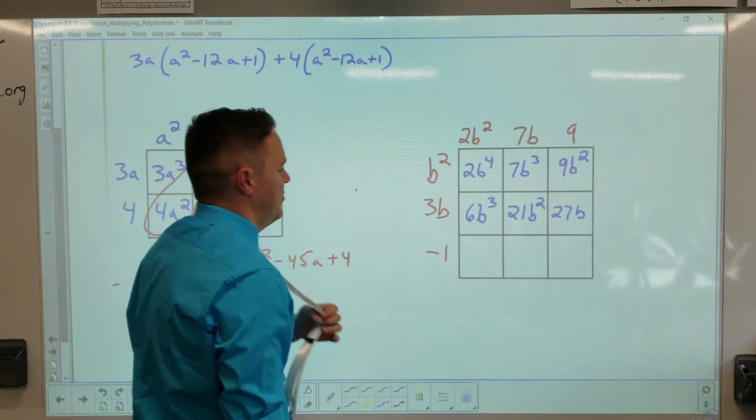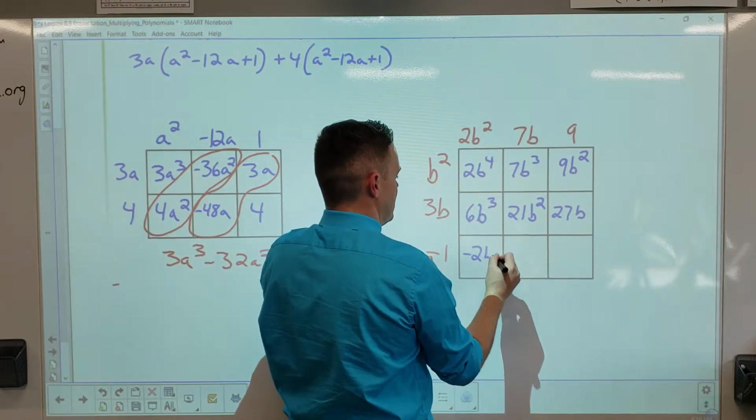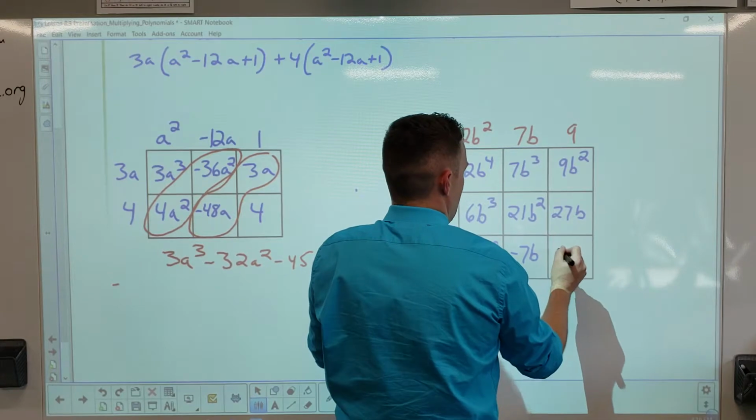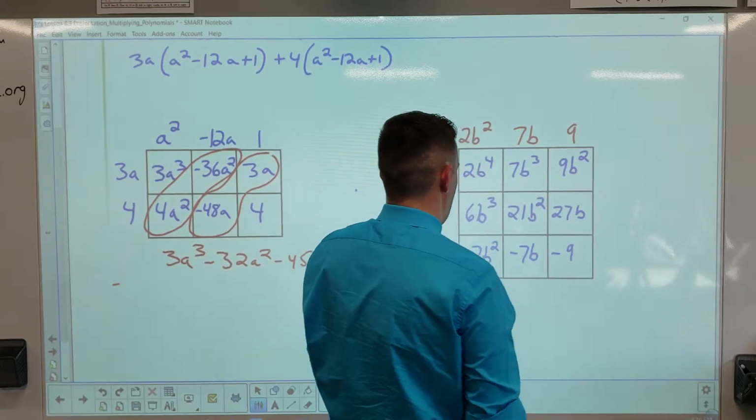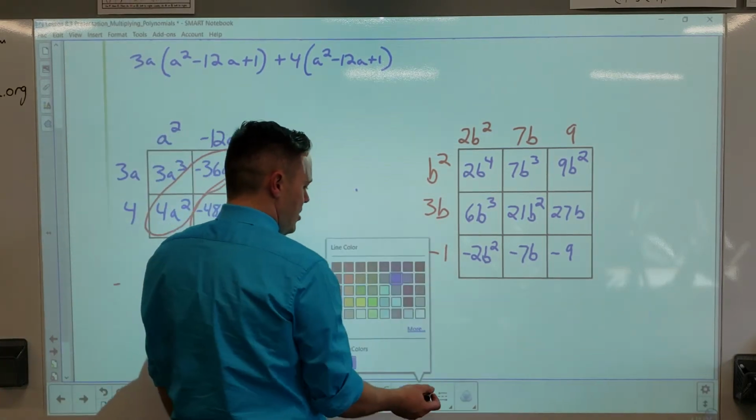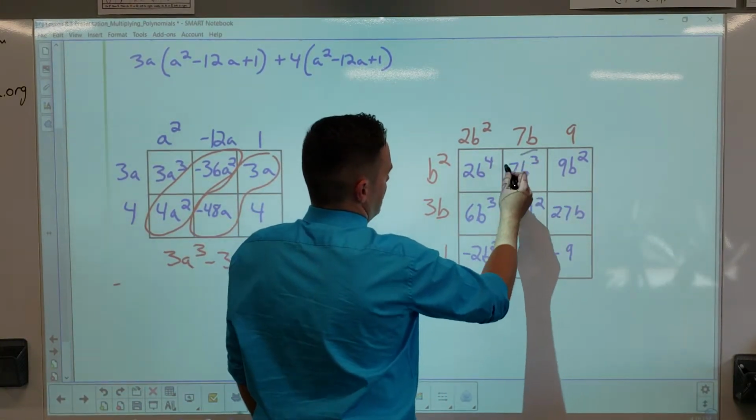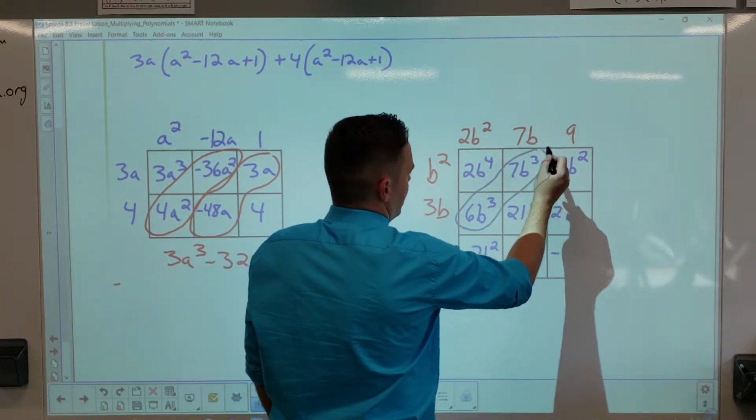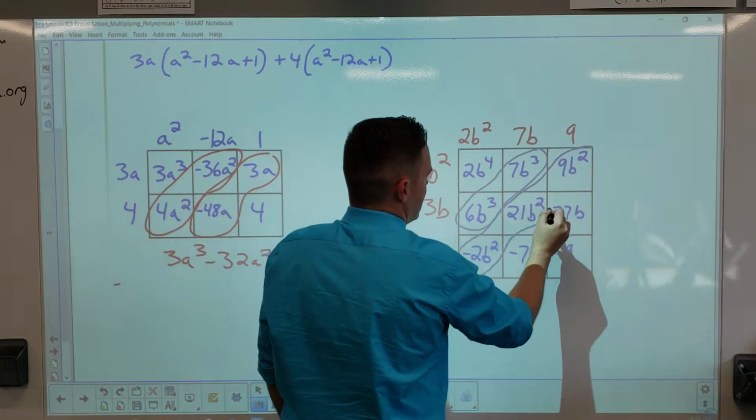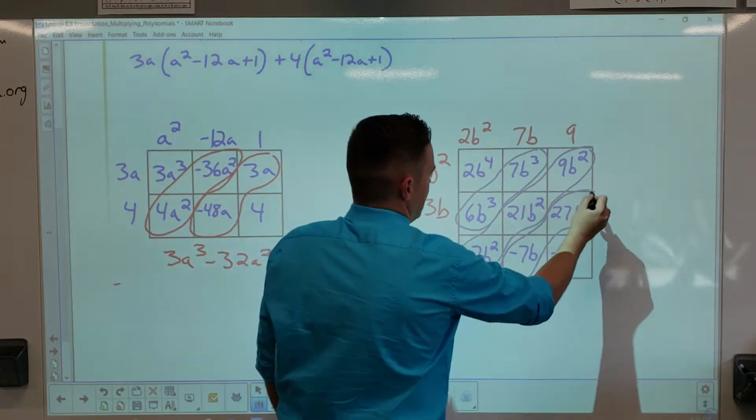All right, with the box, if you put this in, negative 1, that's just going to be negative 2b squared. This is going to be negative 7b, and this is going to be negative 9, because how easy is it multiplying something by negative 1? Now, ladies and gentlemen, here's the cool thing with the box method. Now we can do our singling out. This goes together. Look at this. Instead of writing it out and trying to combine all these like terms, those are together, and lastly, that's together.